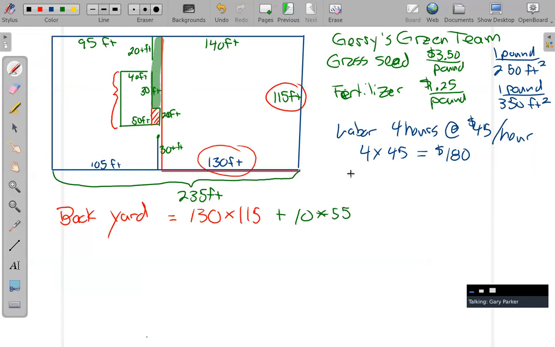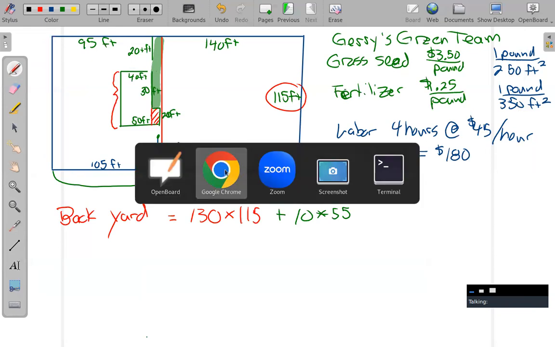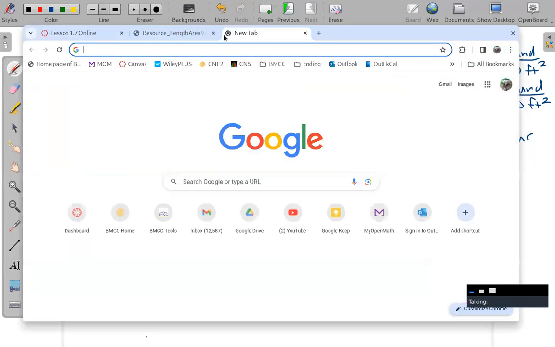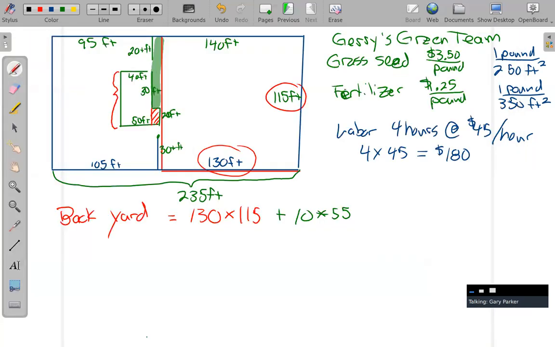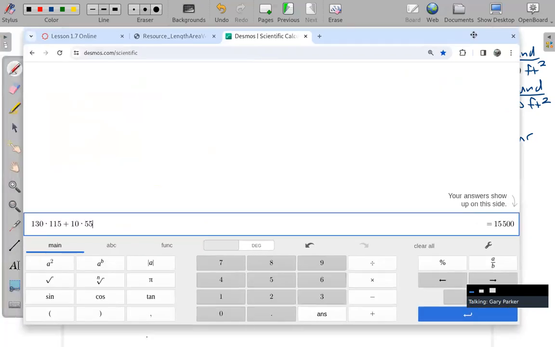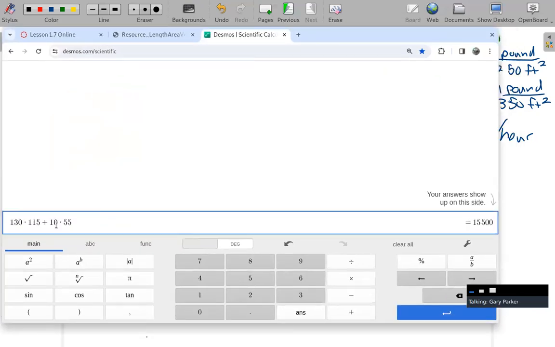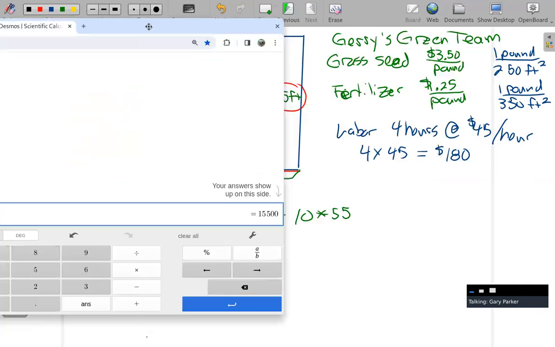All right, this time I'm going to whip out a calculator. So that over here and then back. So we've got the 130 across the back of the yard times 115 wide, plus that extra little sliver there that is 10 by 55. And I'm getting 130 times 115 plus 10 times 55 is 15,500 square feet.